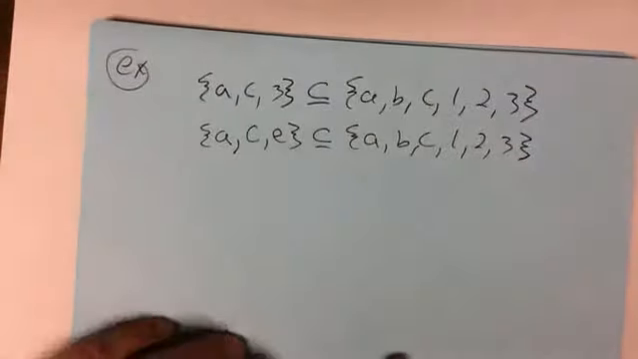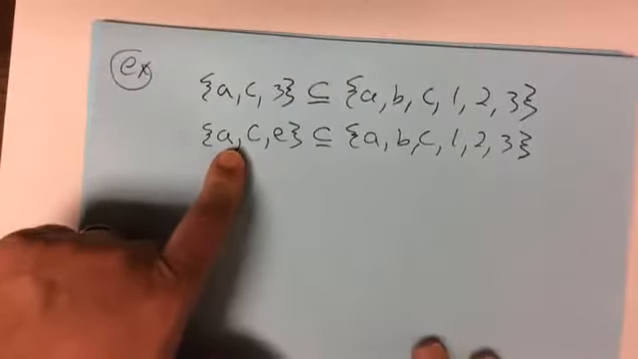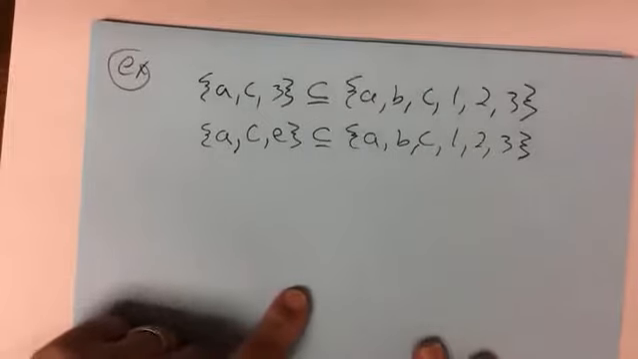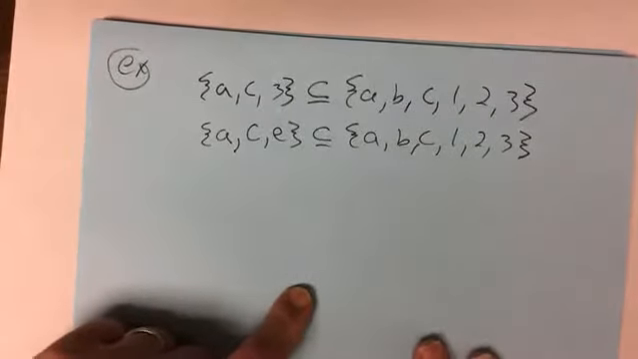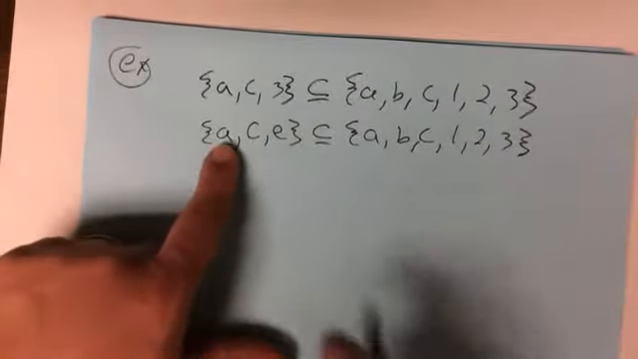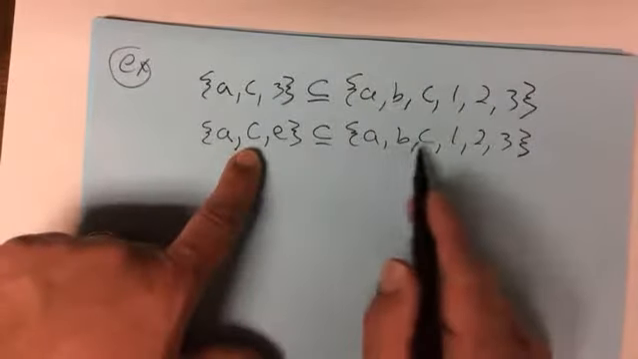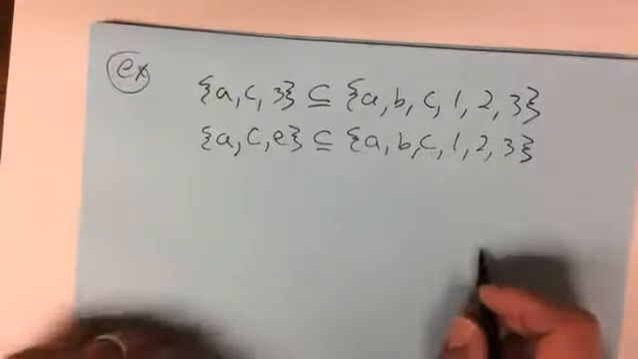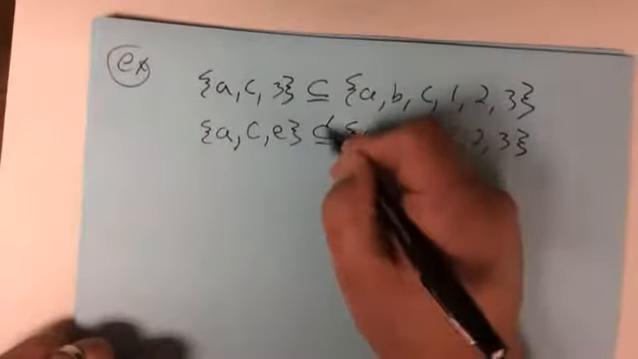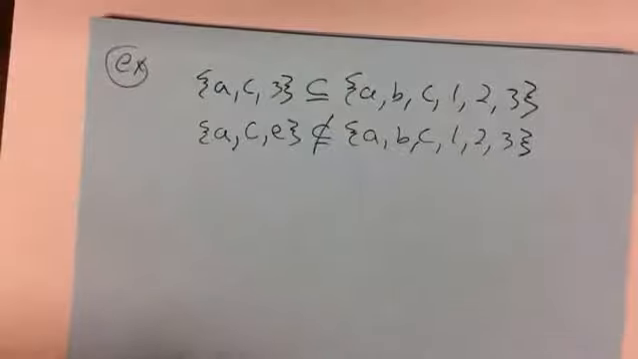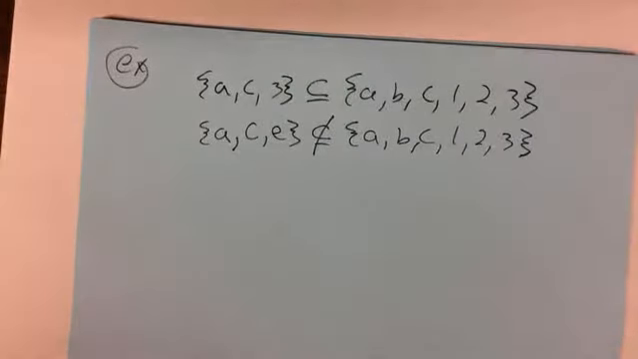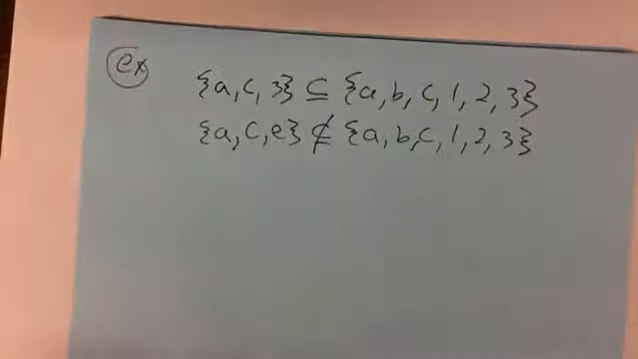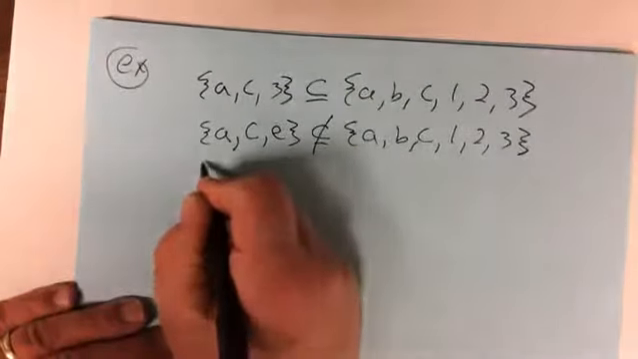Well, what about this? A, C, E is a subset of A, B, C, 1, 2, 3. Would that be true? It's actually false, right? Because you can see A is contained over there and C is contained over there, but when we check for an E, there is no E over there. And so that means it's not a subset. So we would write a line through it. ACE is not a subset of A, B, C, 1, 2, 3. The way we know is we can find an element over here that's not over there.